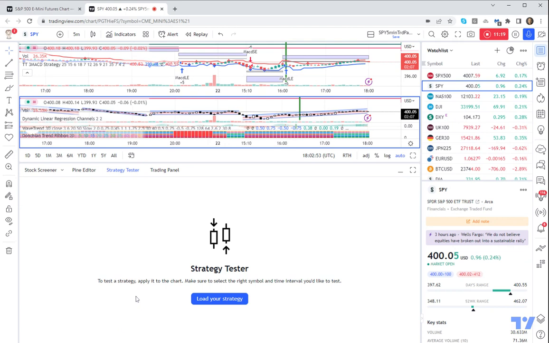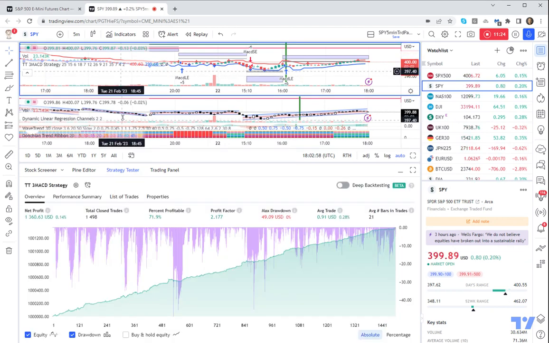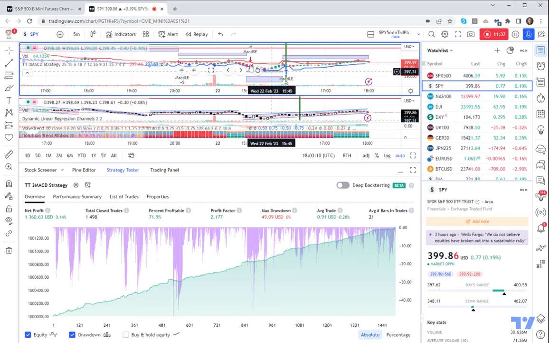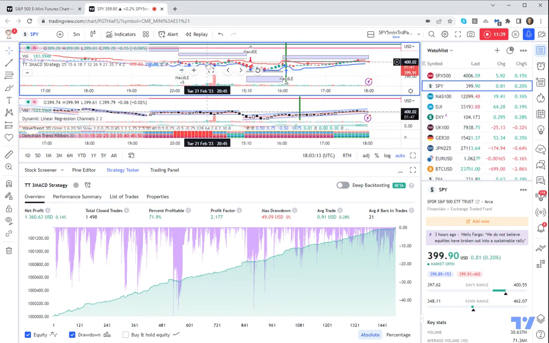Now, the strategy backtester here. Load my strategy. Okay. This is the strategy backtester for the Heiken-Ashi chart. Now remember, the Heiken-Ashi chart is not real prices. That's what you need to remember with the Heiken-Ashi chart. These are calculated prices that don't reflect proper open, high, low, close data, because the open of any Heiken-Ashi bar is the midpoint of the previous bar, which may not be accurate.